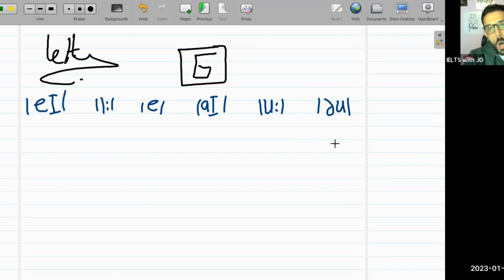And the last one is a pure British accent sound, which is ah. Again, ah. The short one of it is ah. The long one is ah.